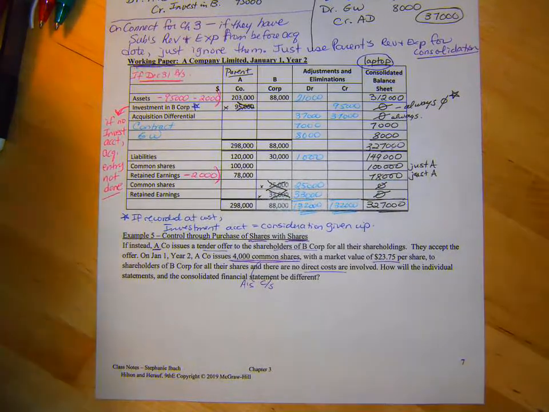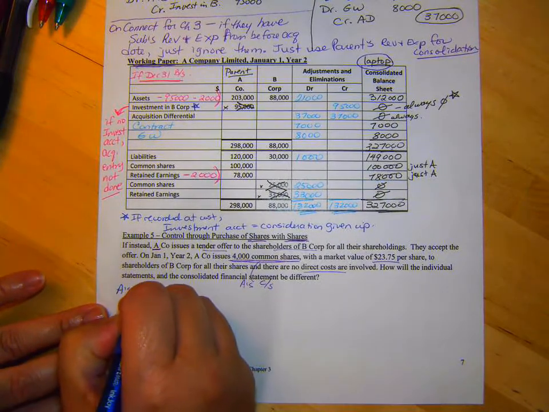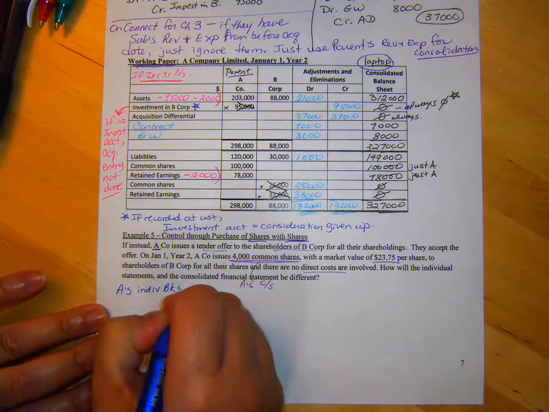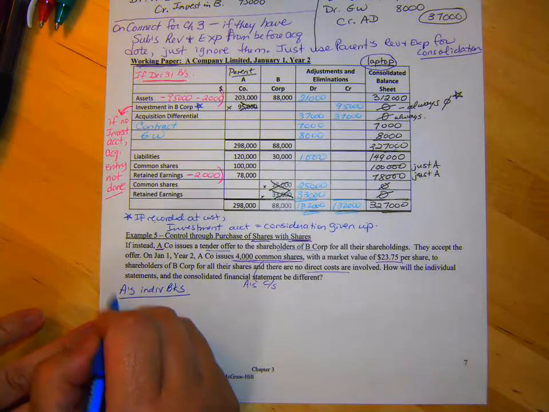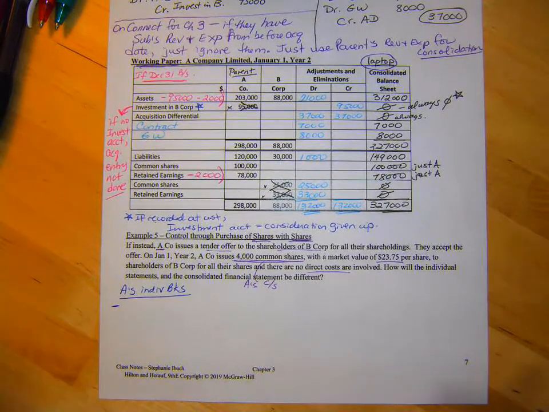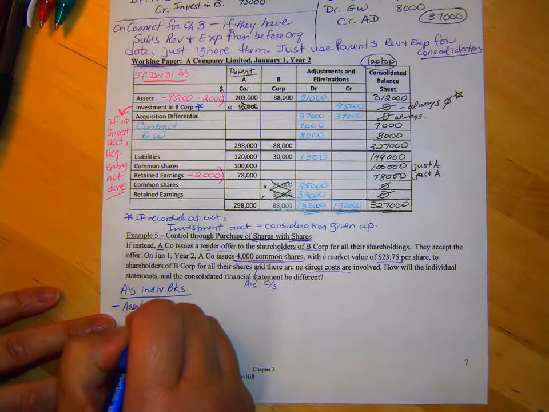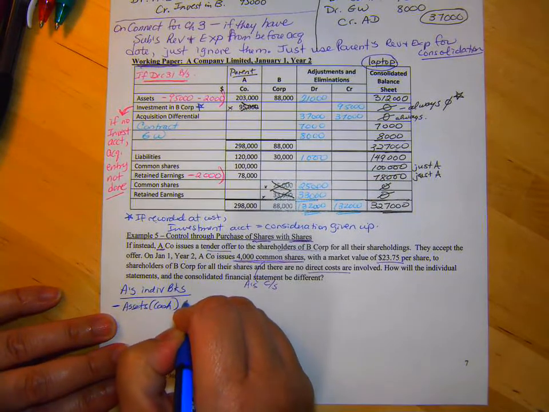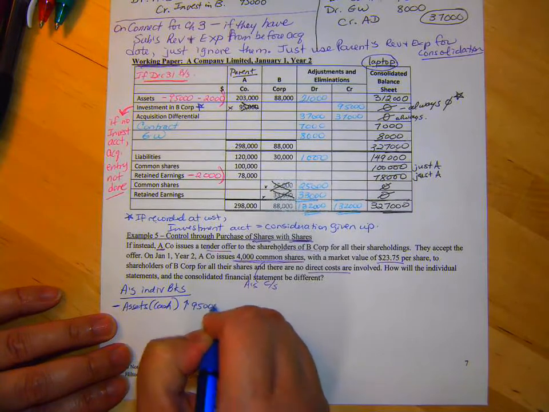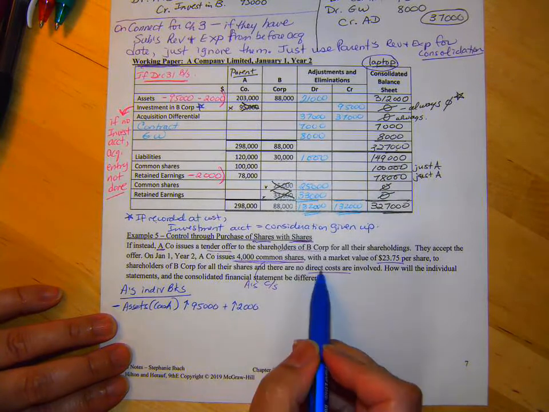So now we've got to think through all the pieces. So A's individual books. Okay, did we have to pay money? No, how did we pay? We issued shares. So our assets, particularly cash, would increase by the $95,000 we paid last time, and increase by the $2,000 because there were no direct costs involved.